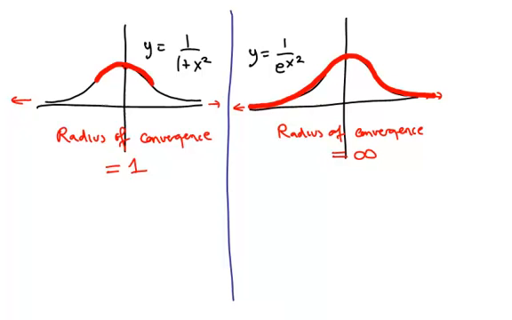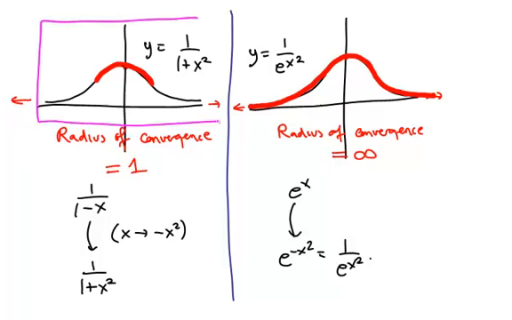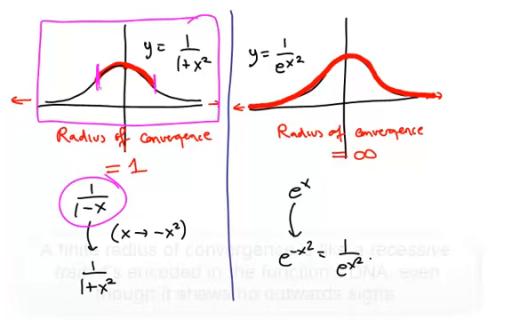And the secret is not in the functions, but in their ancestry. If we start with 1 over 1 minus x, then we can get to 1 over 1 plus x squared by a single substitution. We replace x with negative x squared. On the other hand, if we started off with e to the x and made the exact same replacement, then we would end up with e to the negative x squared, which is 1 over e to the x squared. In other words, this function here is a descendant of a discontinuous function. He doesn't have a discontinuity, but somehow his Taylor series has encoded it.